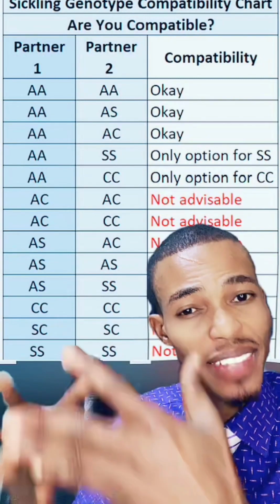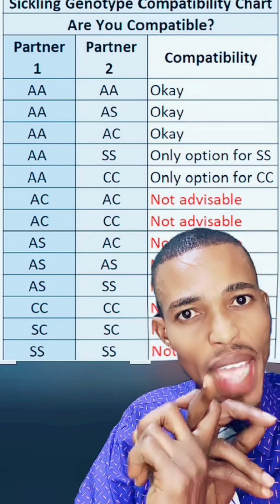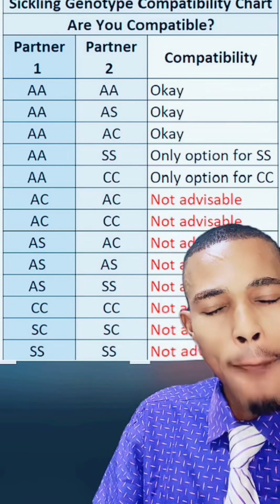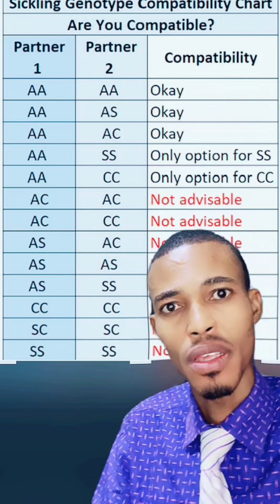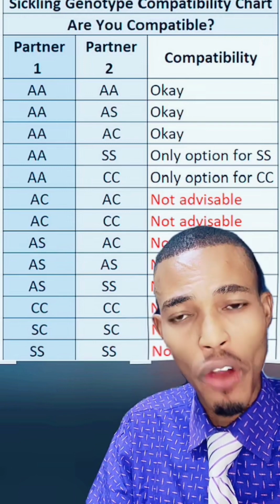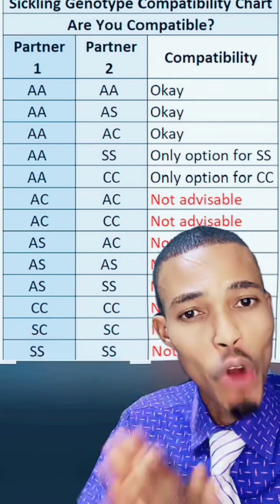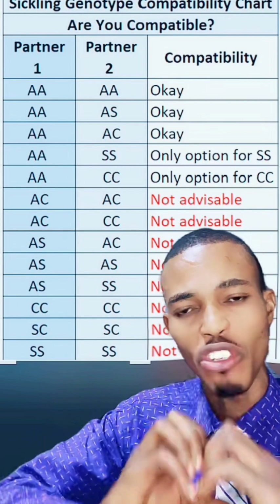Our normal genotype is the A type, right? S is abnormal. C is also abnormal.